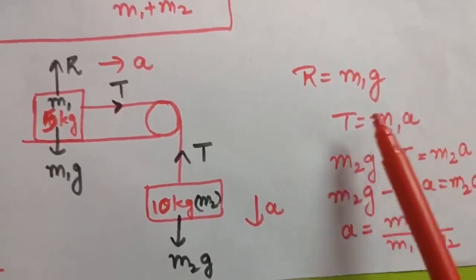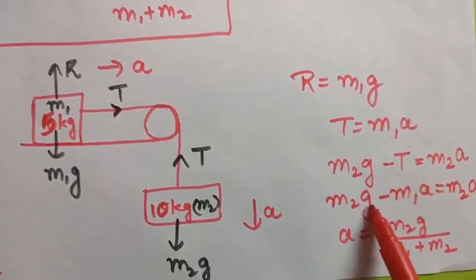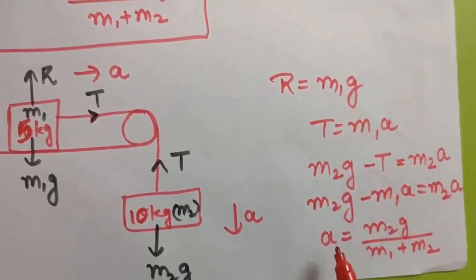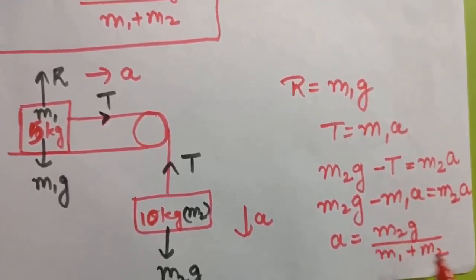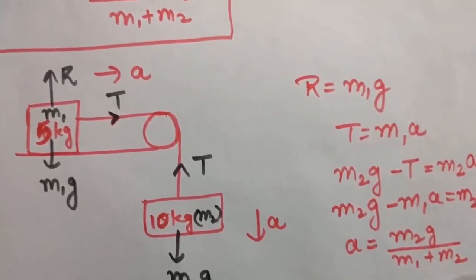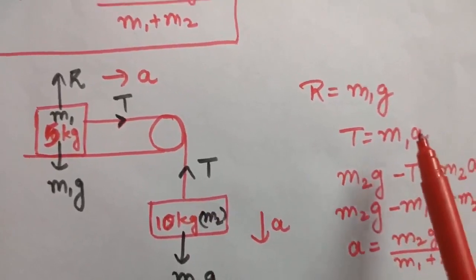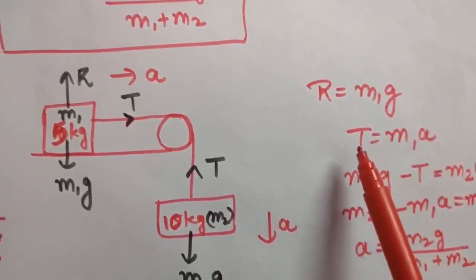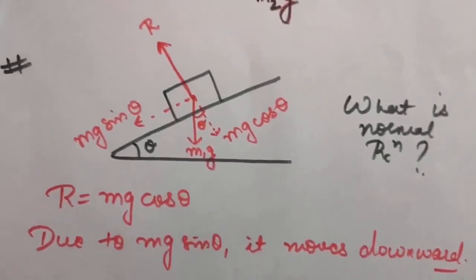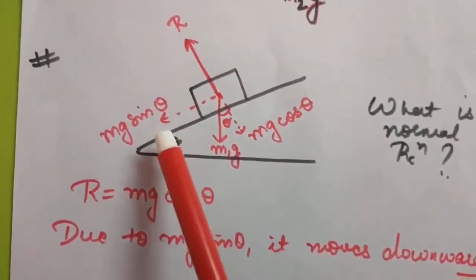Now from here, as you know, T is m1a. So if I put the value of T, it will become m2g minus m1a is equal to m2a. From here, you can calculate acceleration to be m2g upon m1 plus m2. So again, if I want to calculate acceleration and tension, this is the value of acceleration. Now you put the value of acceleration here and you will get the value of tension also. Okay, so now let us look at this. This is the block which is kept on an inclined plane at an angle theta.